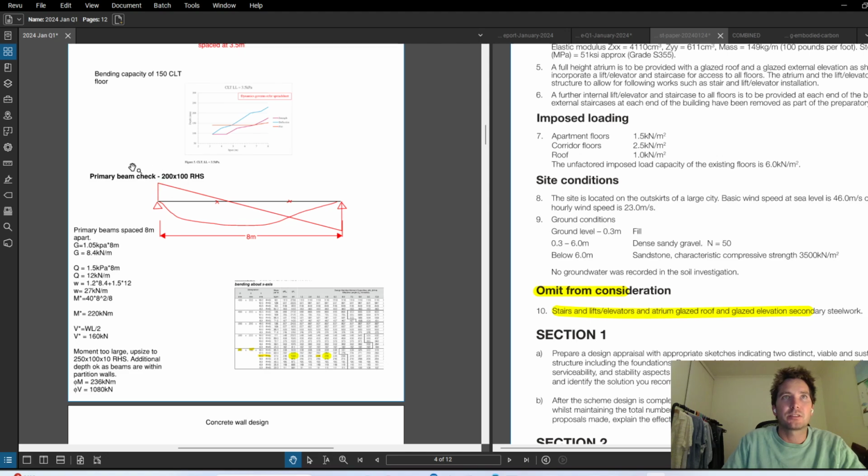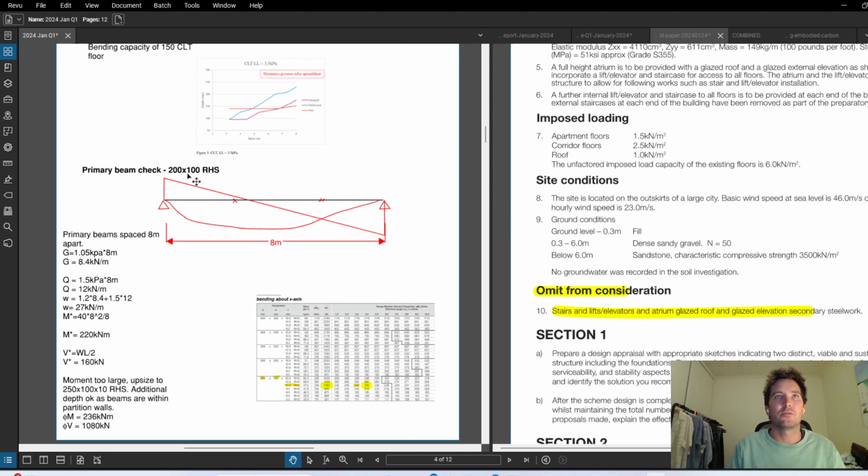I realized I had to actually upsize the beam, and I know we've got some height restrictions, but I think this is okay because my primary beams can actually land on top of the partition walls between the apartments. So that increased depth shouldn't be too much of an issue.